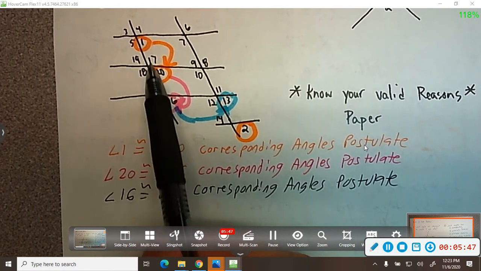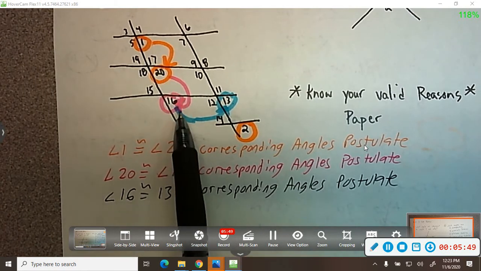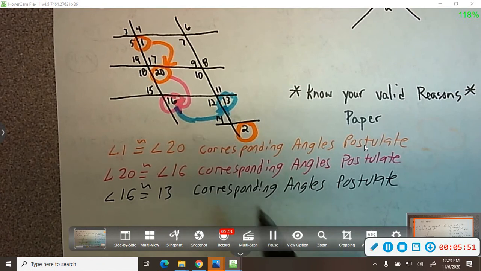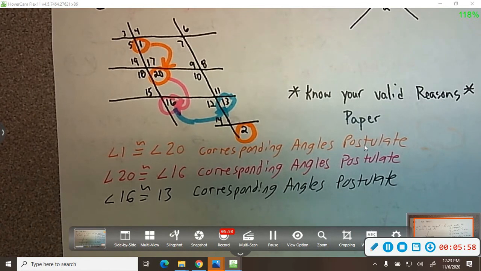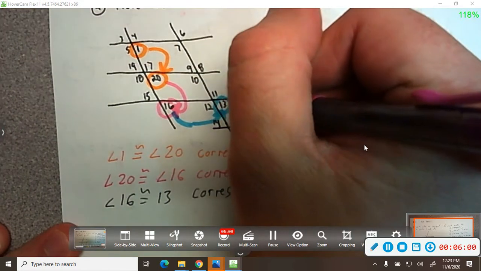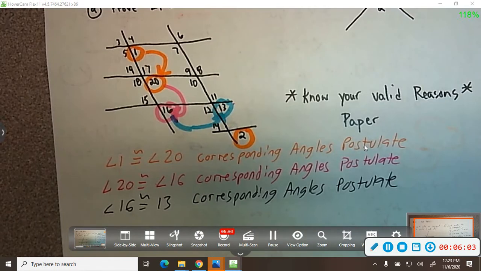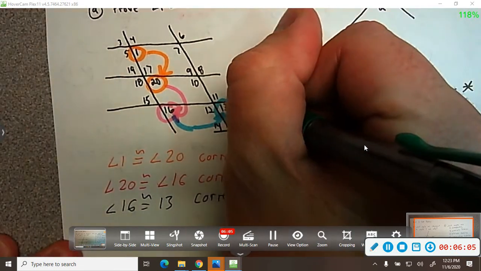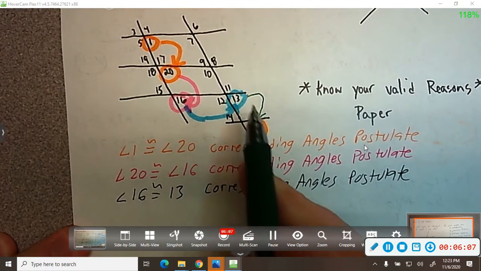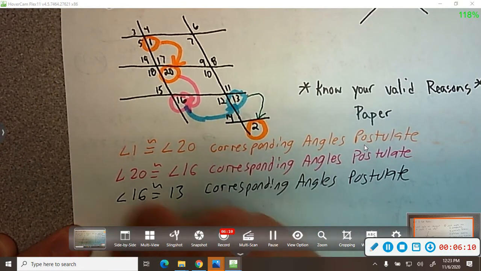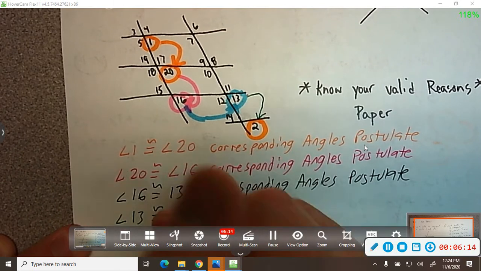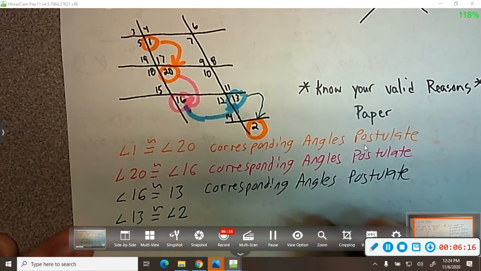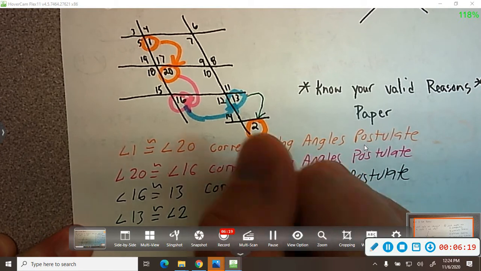So I went 1 to 20, 20 to 16, 16 to 13. Now I need to go 13 to 2. So 13 to 2. And 13 and 2 are also corresponding. So I'd say angle 13 is congruent to angle 2. Why? Because they're corresponding angles.